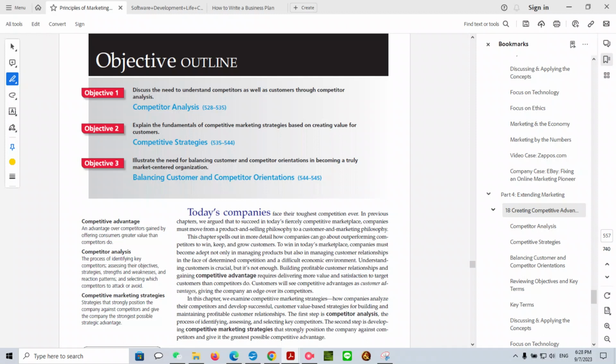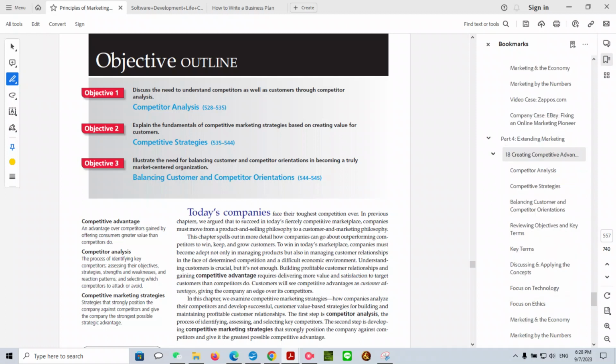Now, let's talk about the three objectives for this chapter. This isn't a particularly long chapter, but it's something you need to think about.